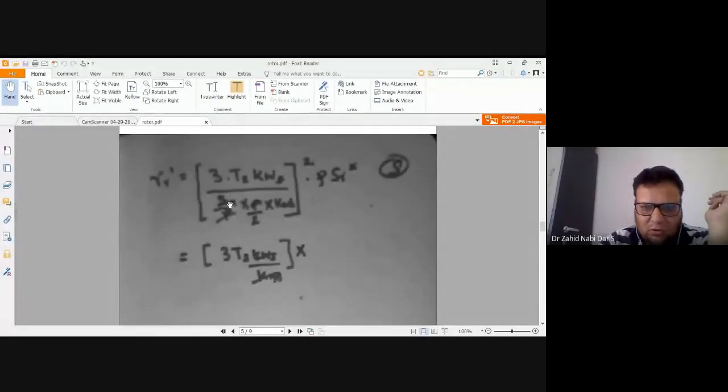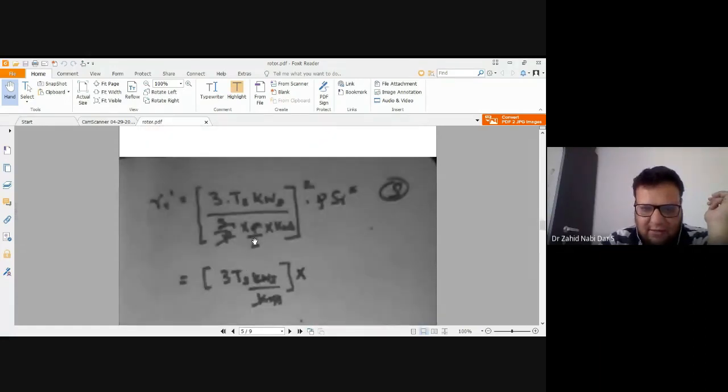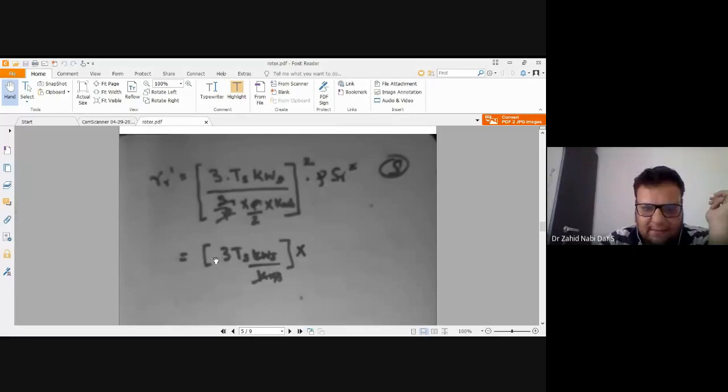And one more thing, here also there is SR square. Here also this will get cancelled. Here also there is SR square. This square will get cancelled. Just for explanation I have written. So you are left with 3 TS, and this 2 square is in the bottom. It will come up as 4.